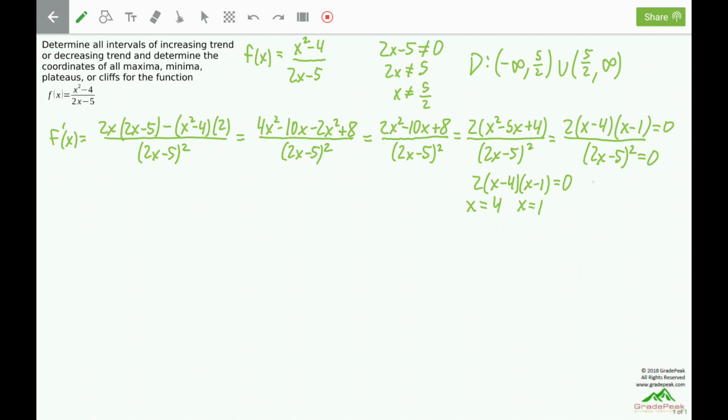Now the denominator, 2x minus 5 squared equals 0. We can start by taking the square root of both sides. The square root of a square cancel each other out, and it'll be 2x minus 5. Square root of 0 is 0. We can add 5 to both sides, 2x equals 5, and divide both sides by 2. x equals 5 halves. We now check to see which of these are in the domain.